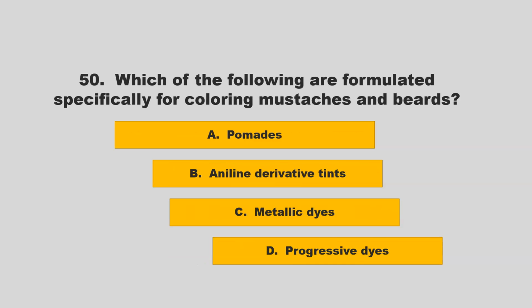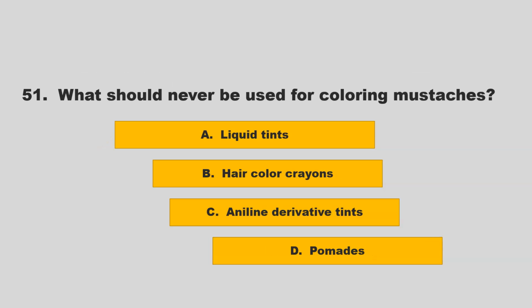Which of the following are formulated specifically for coloring mustaches and beards? Is it pomades, aniline derivative tints, metallic dyes, or progressive dyes? If you chose A, pomades, you are correct.